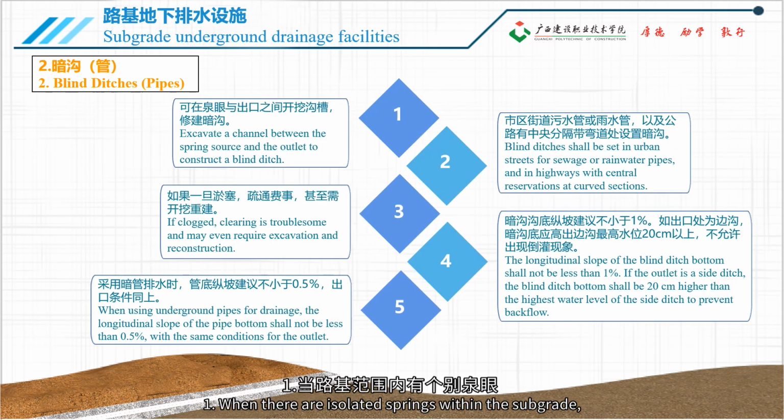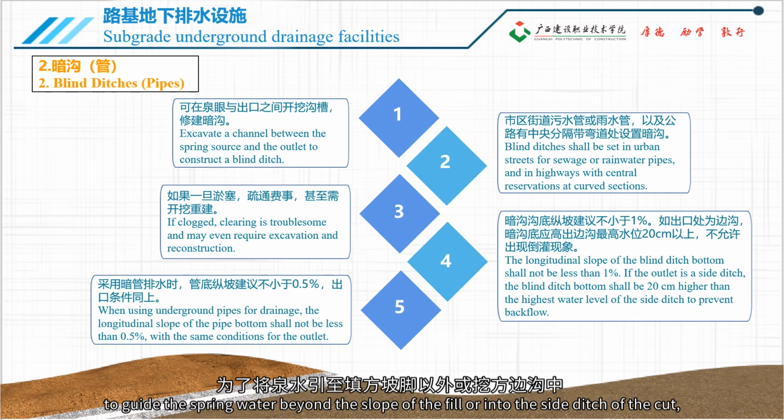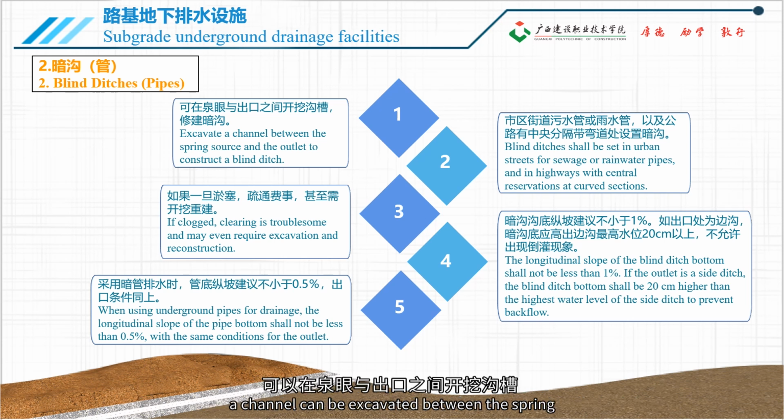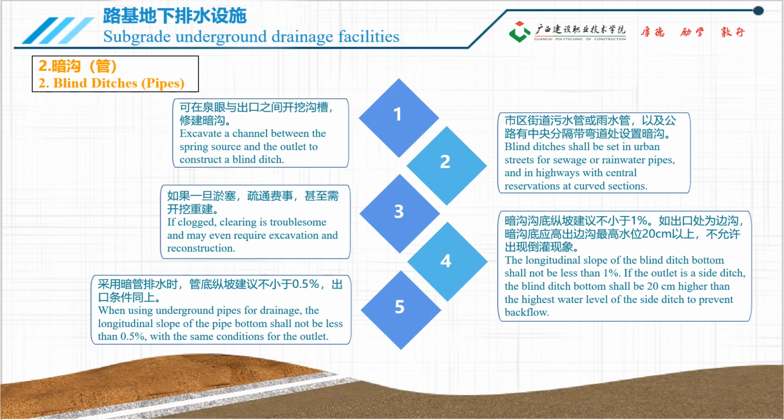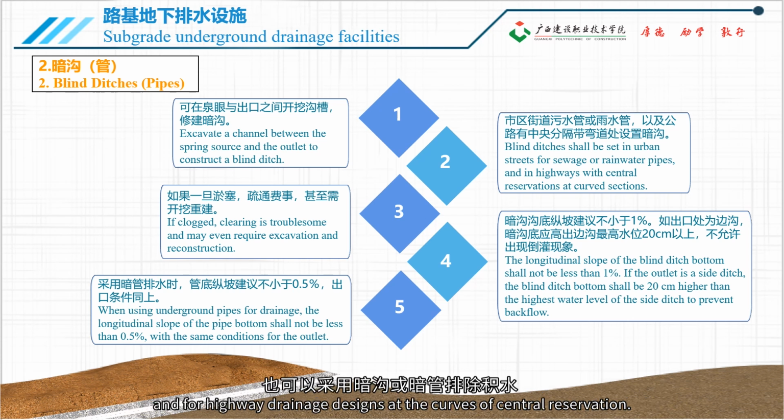1. When there are isolated springs within the subgrade, and the spring water flows outward, and the road cannot be diverted, to guide the spring water beyond the slope of the fill or into the side ditch of the cut, a channel can be excavated between the spring and the outlet to construct a blind ditch. 2. Blind ditches or pipes can also be used to eliminate accumulated water for urban street sewers or storm drains, and for highway drainage designs at the curves of central reservation.